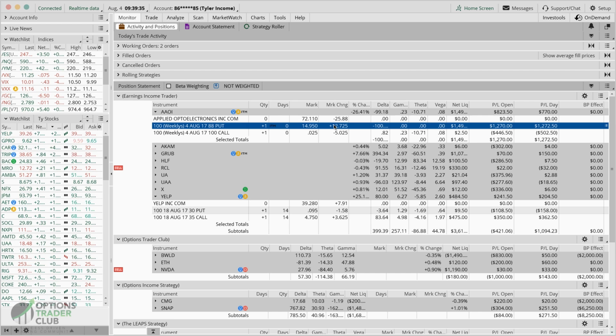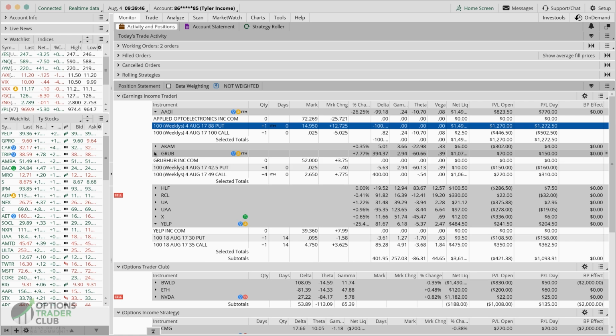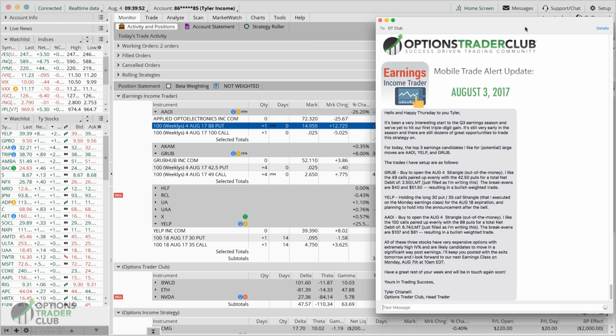So this stock had very expensive implied volatility going into earnings, but it doesn't matter. It's about the law of averages. This trade did not really work out that well. The Grubhub is only up about 8%, but it's about a break even. All I wanted to show you was that I'm doing these trades week after week during the earnings season.